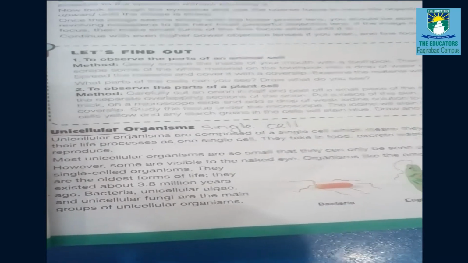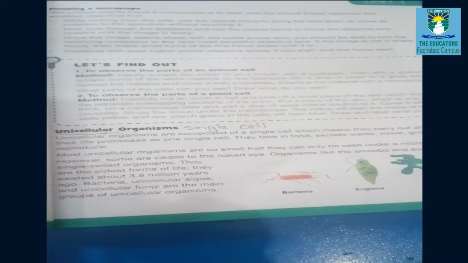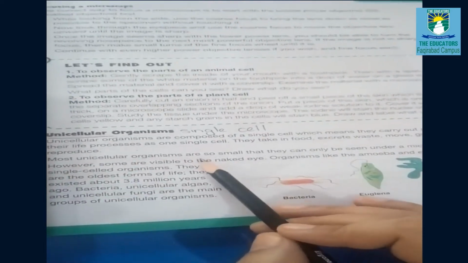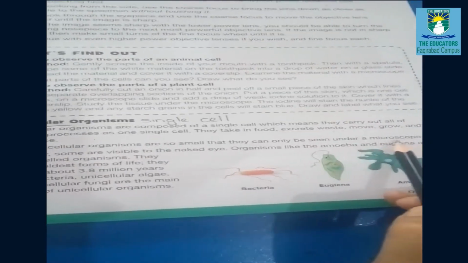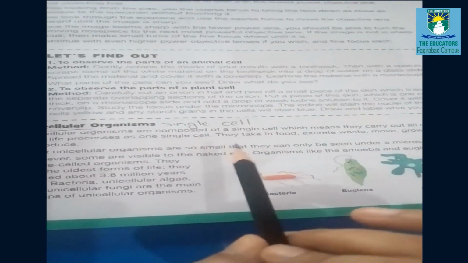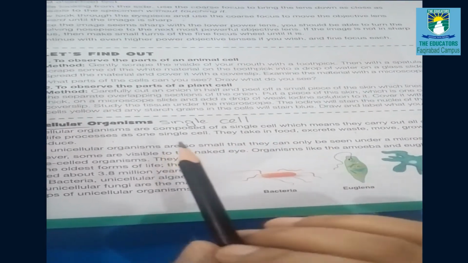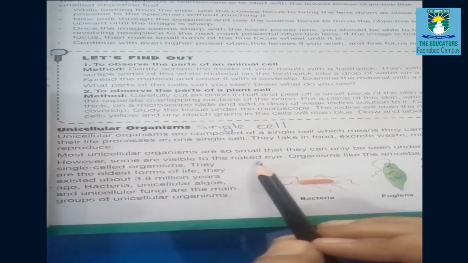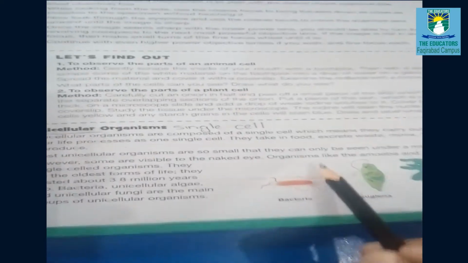Unicellular organisms are composed of a single cell. They take in food, excrete waste, move and reproduce. Most unicellular organisms are so small that they can only be seen under a microscope. However, some are visible to the naked eye. Some unicellular organisms can be seen with the naked eye.